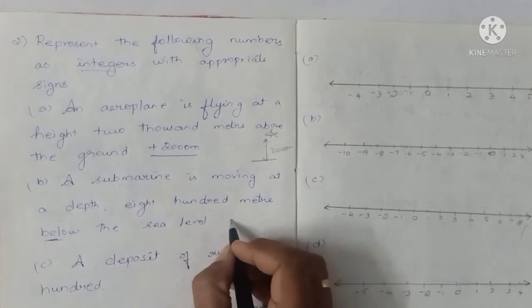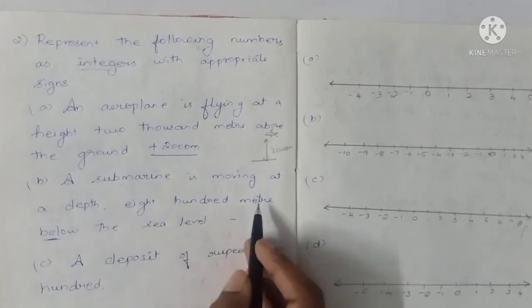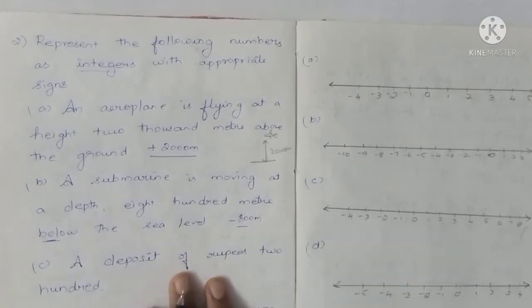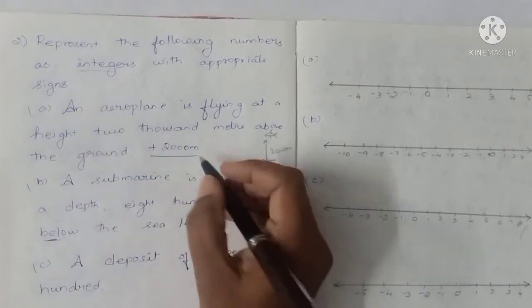So the answer is minus 800 meter. So minus 800 meter. So we have to express only integers, no? So no need for the units.